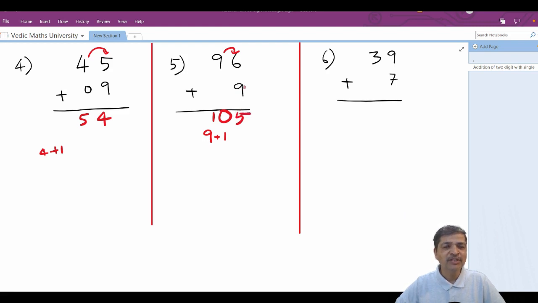So the answer of 96 plus 9 is 105. I hope you are getting what I mean to say. Let us move ahead still. We will get more clarity of what is the end number, carryover number and non-carryover number.